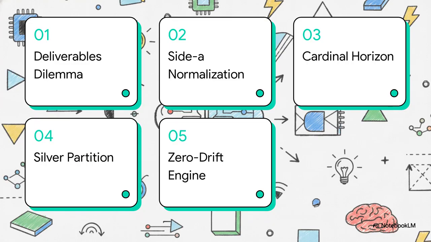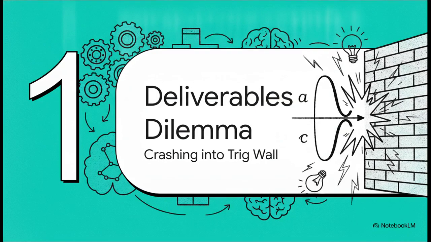Okay, so here's our roadmap for today. We'll start with the deliverables dilemma, then hit our three mathematical pillars, side normalization, the cardinal horizon, and the silver partition, and finally, see how it all comes together in the zero-drift engine. Let's jump right into part one, the deliverables dilemma, and what it means to crash into the trig wall.